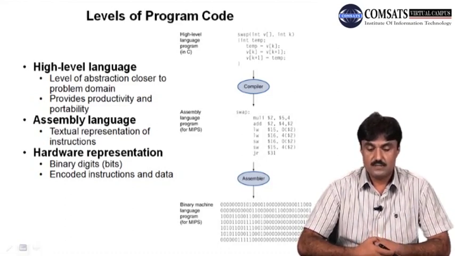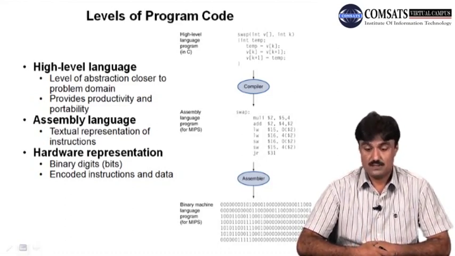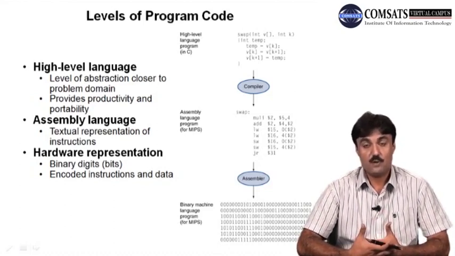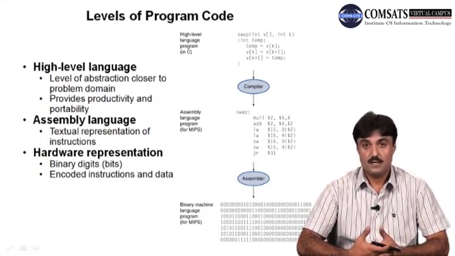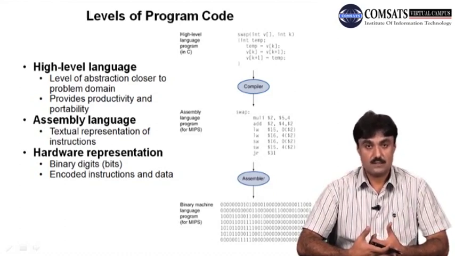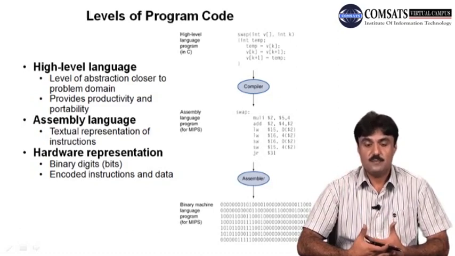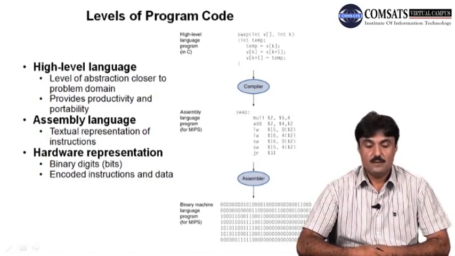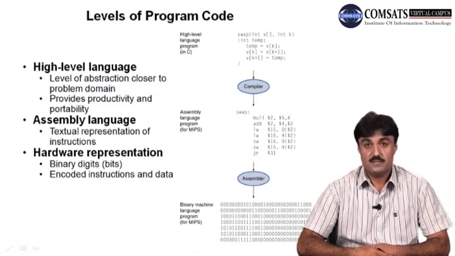So in the high-level language, the level of abstraction is closer to the problem domain. We know what the problem is, how we can write the code for that problem. For example, if we sort some list, if we search, if we do some other task, if we are performing scientific calculations, if we have mathematical models, and so on. So we can easily program them. And the second thing is they provide productivity and portability.